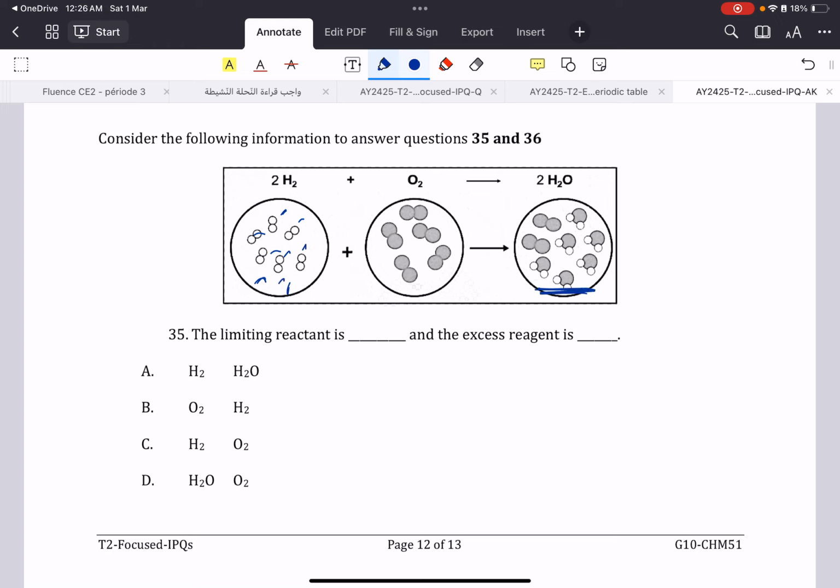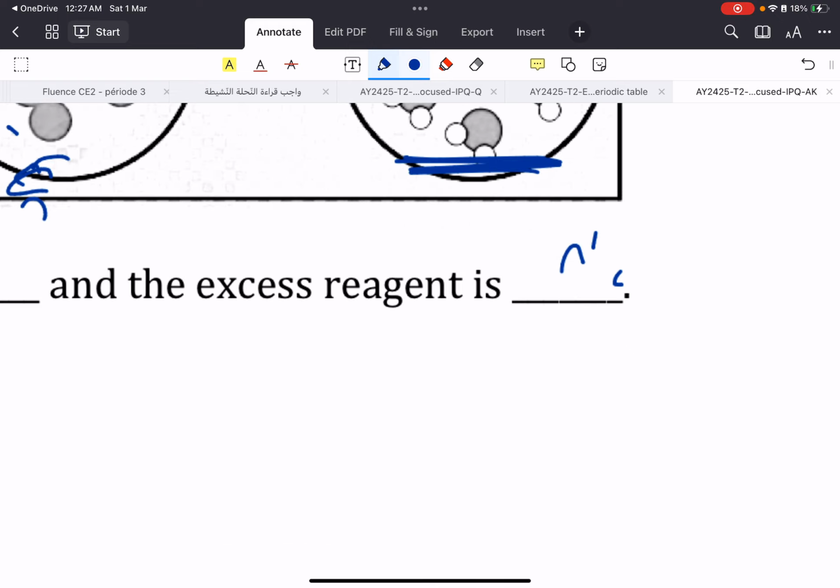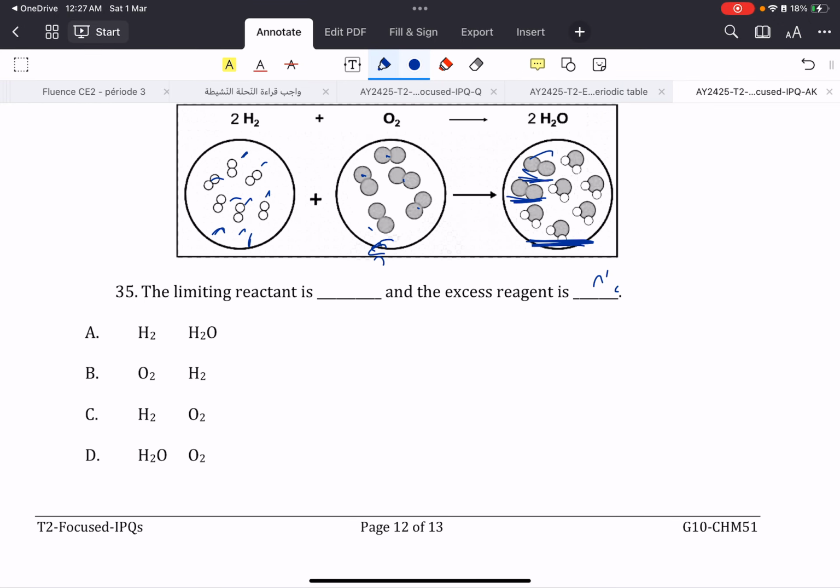And I have over here, 1, 2, 3, 4, 5 of O2. However, if I look at the diagram over here, I'll find that oxygen is still remaining next to the products. You see? So oxygen is not finished. So this is the one that is in excess, and hydrogen is the one that is in limited quantity. So the answer is C. So I'm going to continue.